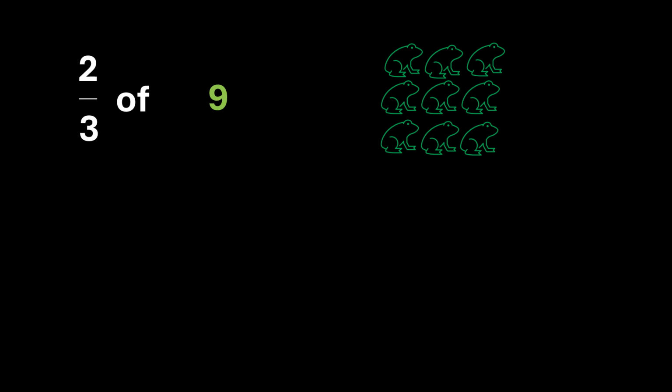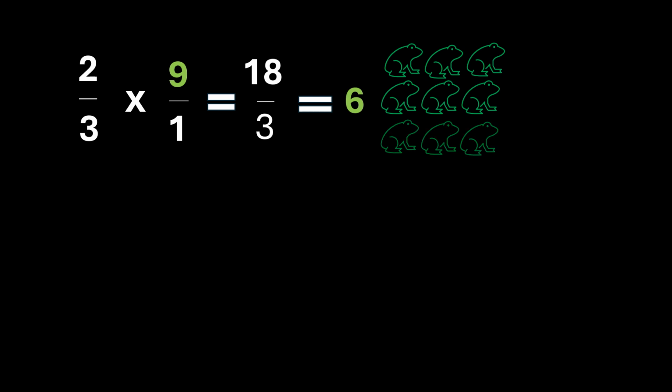How about 2/3 of 9 frogs? So the "of" turns into a multiplication sign. The 9 we can turn into a fraction by throwing a 1 underneath it. 2 times 9 is 18. 3 times 1 is 3. 3 is our greatest common factor. So once we divide the 18 by 3, we'll get 6 frogs.